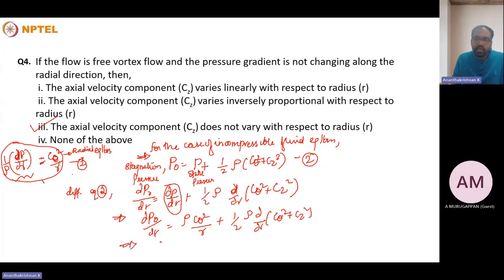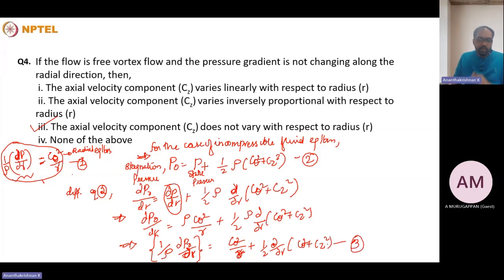So we can write this equation as dou p0 by dou r, where p naught is the stagnation pressure term, equal to c theta squared divided by r plus half into dou by dou r of c theta squared plus cz squared. So though in reality in radial equilibrium the pressure gradient force balances the centrifugal force, we can write a modified equation of that in terms of the stagnation pressure that is easily measurable.